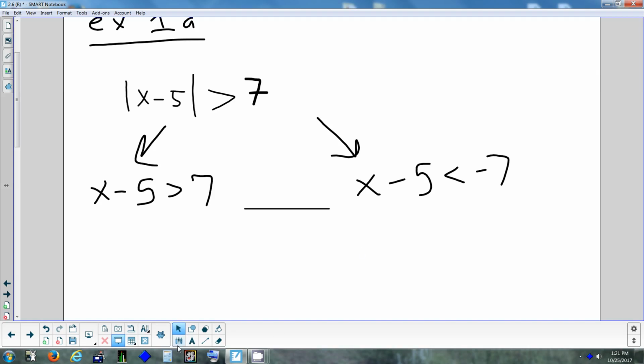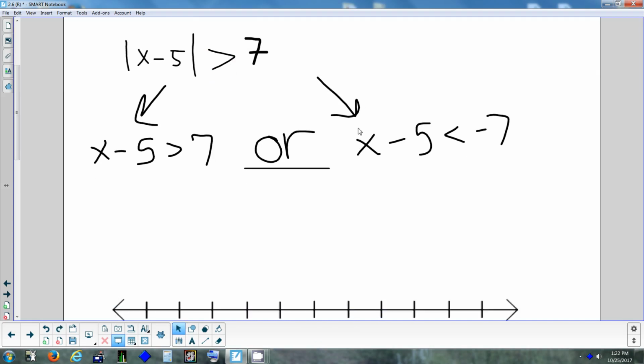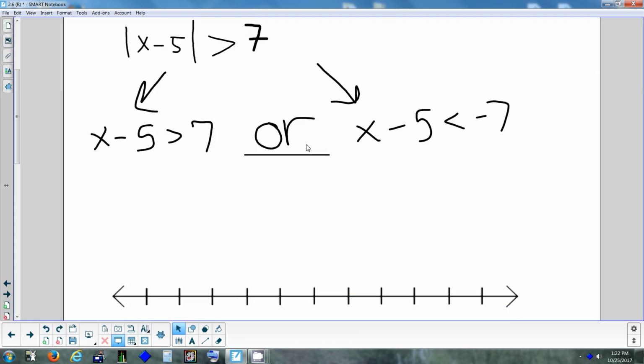What are you looking at? Are you looking up here? So it's an or, right? Because the original sign is greater than. Remember, greator. It's going to be an or problem. We have to go back and look at the original sign to tell us what type of problem it's going to be.